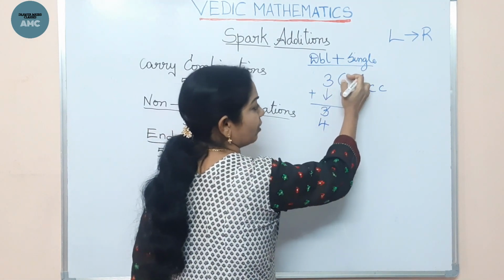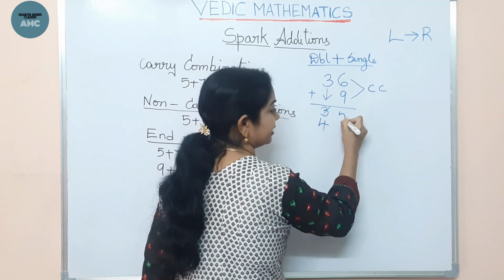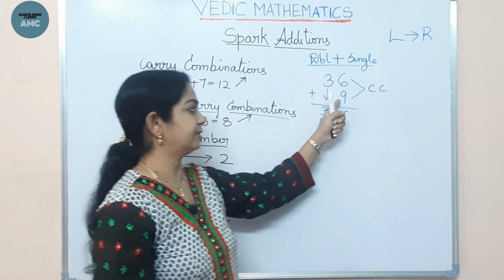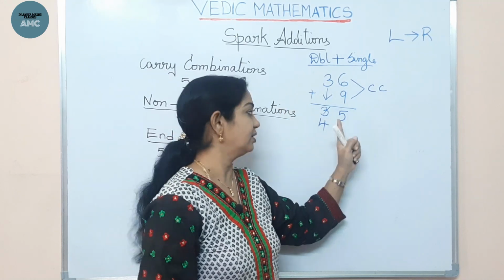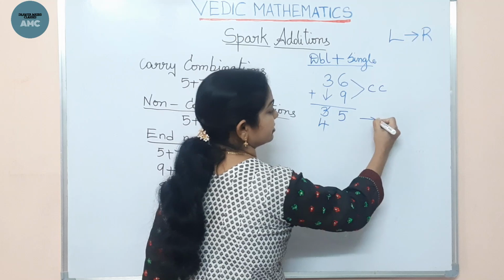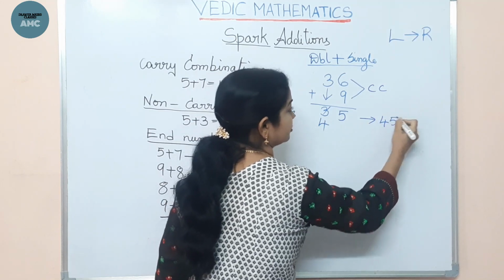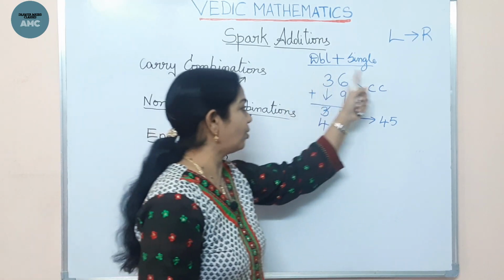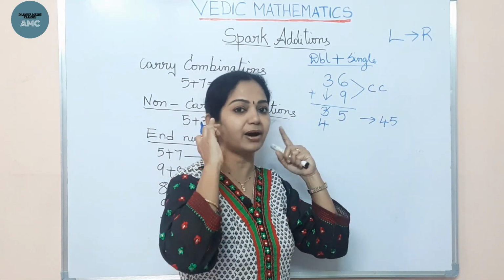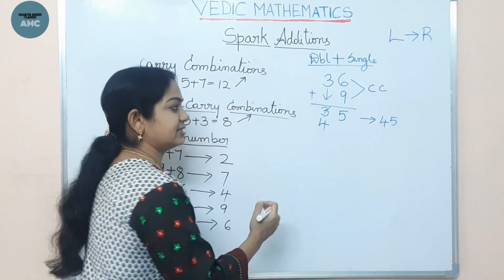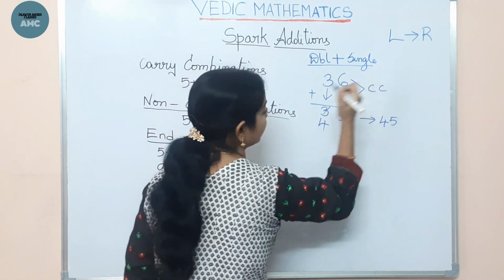So, drop the end number here. The end number is 5. 9 plus 6 is 15, carry. So only the end number I am dropping. So here the answer is 45. Just for illustration, I am doing this much big, but all this must be done in your mind. And with practice, you will get it.